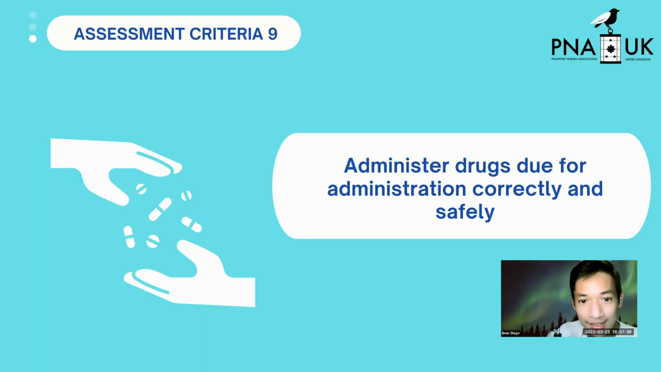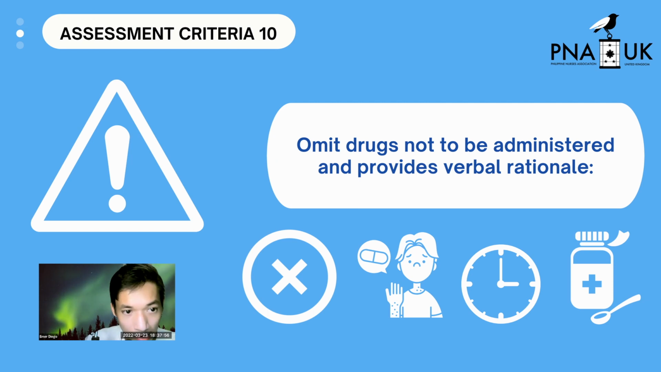And number 9, administer drugs due for administration correctly and safely. It's just echoing the previous assessment criteria. And number 10, omit drugs not to be administered and provide verbal rationale. Of course, if you're omitting your medication, you have to state the reason why. Remember, guys, that omission is different to a medication not due yet. Omitting a medication is different to a medication not due yet. So later we will tackle it.